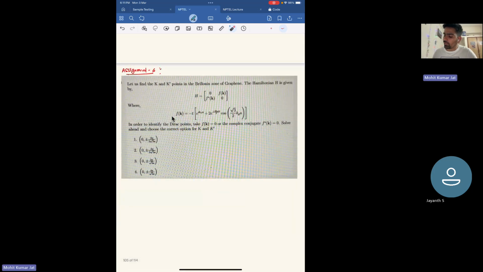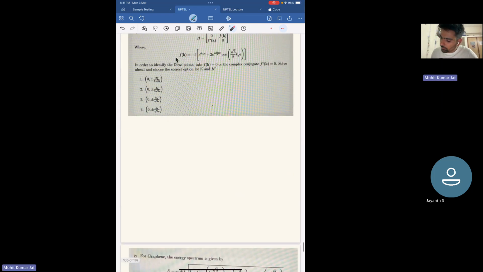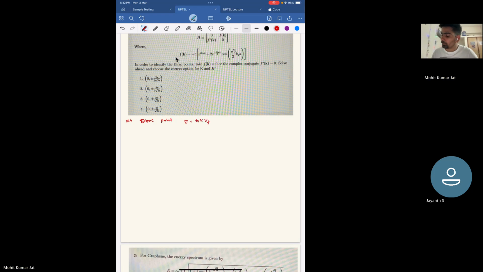In order to identify the Dirac points, so Dirac points will be the points in the graphene. These are known as the Dirac points. This is the point where the dispersion is linear, E is h bar k vF. These points are known as the Dirac points. So at the Dirac point, E is equal to h bar k vF, and this is the dispersion near the K and K prime points.